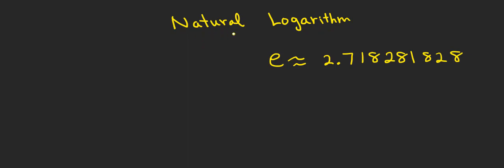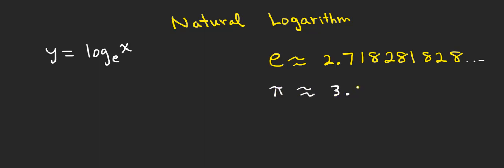We talked about common logarithm where the base is 10. When we say natural logarithm, it is a log with base e. And what is e? E is an irrational number that is approximately 2.718281828 and it goes on forever. The popular irrational number that you guys are used to seeing is pi, which is approximately 3.14 and goes on forever. So e is another irrational number that you have to get used to from now on.